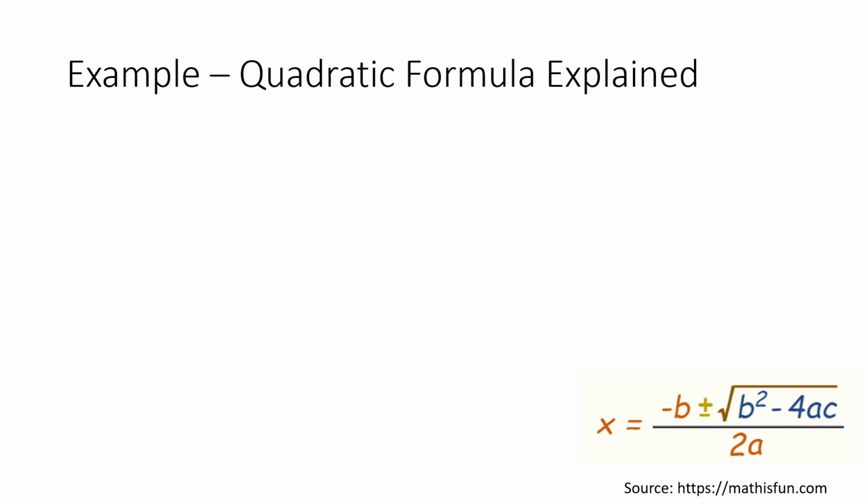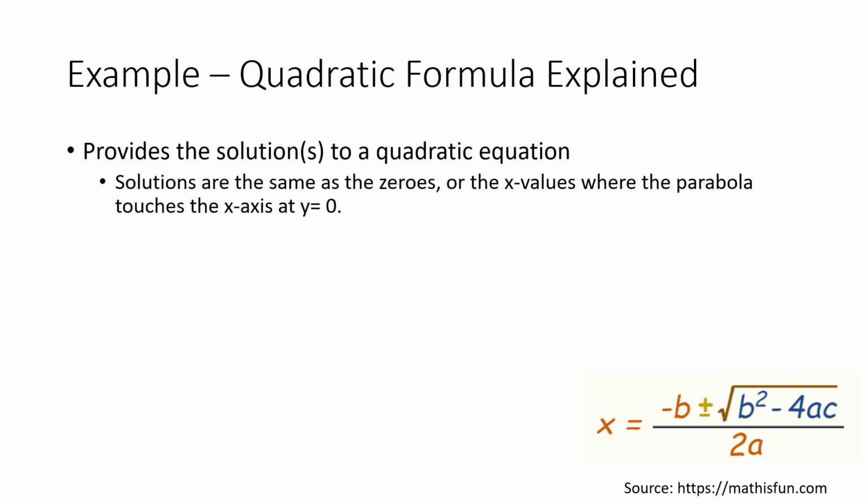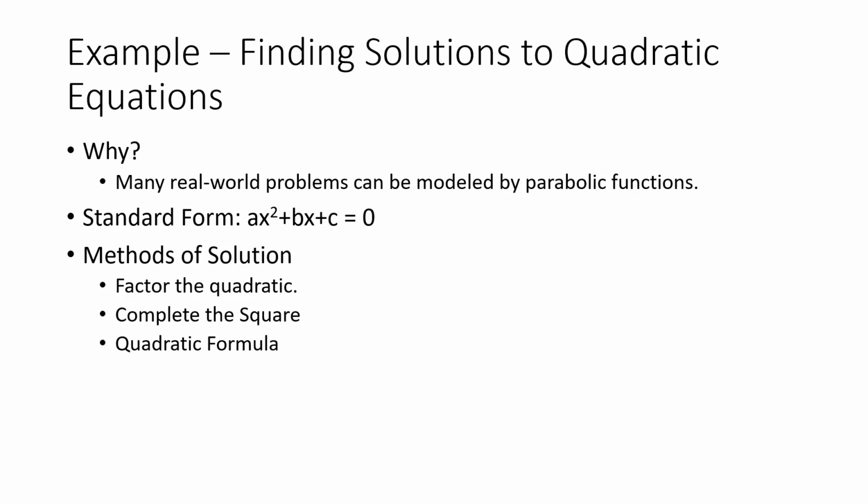So, just to briefly explain the quadratic formula, it helps provide solutions to the quadratic equation, and in this context, solutions are the same as the zeros, or the x values where the parabola touches the x-axis at y equals 0. If you look at a graph of a parabola, they always touch the x-axis anytime that y is equal to 0. That is why, in the standard form here, we set the equation equal to 0.